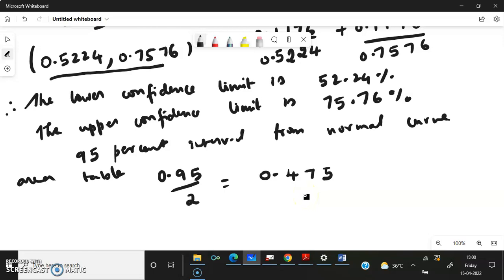From the area, what do you get? 1.96. This is nothing but the standard variate for 95% confidence. This is the standard variate 1.96, as per the normal curve area table. Okay. Now we go to sample size and its determination.